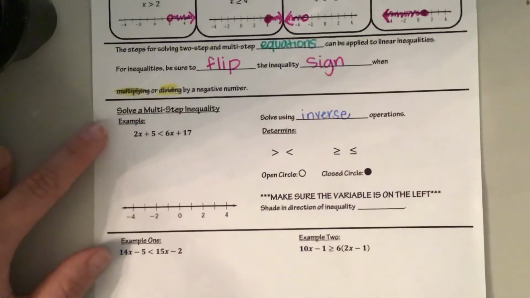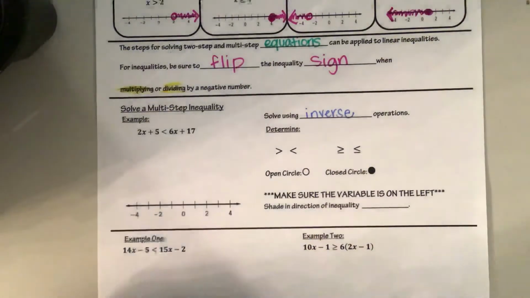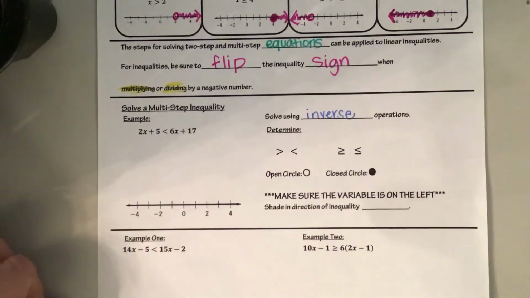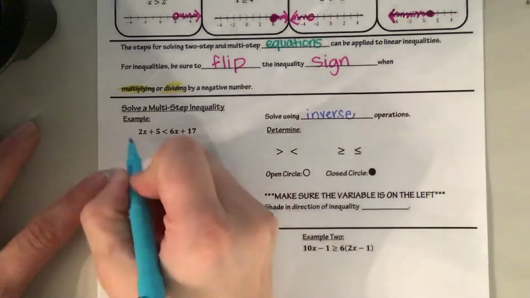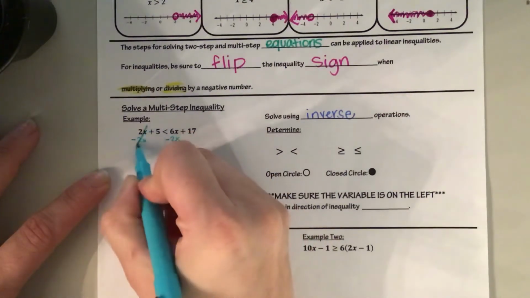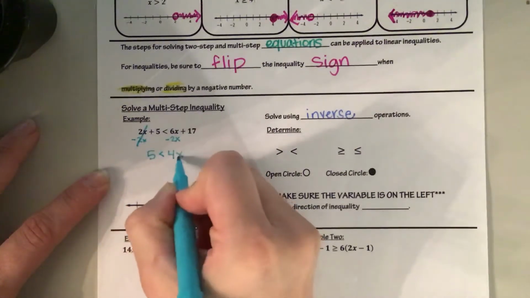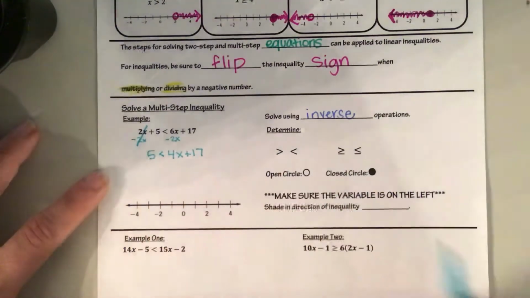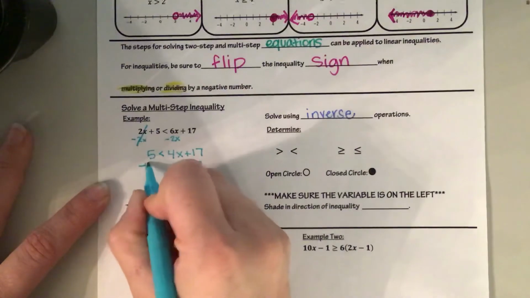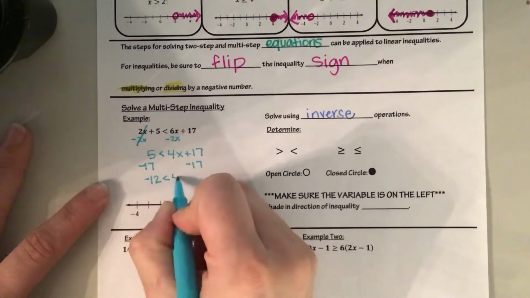Inverse operations. So let's look at this example and see if we can follow our steps of a normal equation. However, this is an inequality because it doesn't have an equal bar, it has a symbol. So the first step would be to subtract 2x on both sides. That would cancel away, and we'd be left with 5 is less than 4x plus 17. Next would be to subtract 17 on both sides. So we have negative 12 is less than 4x.